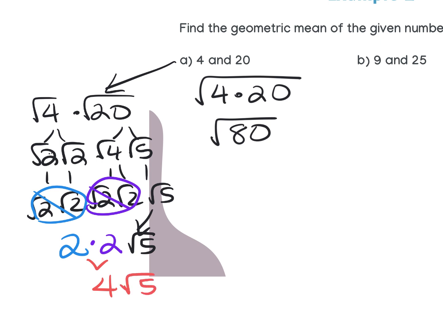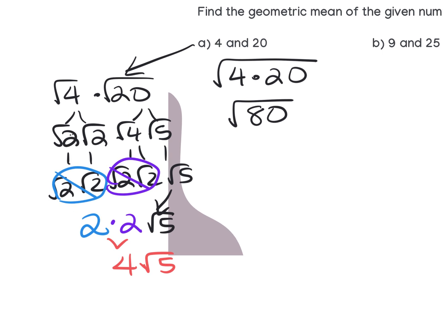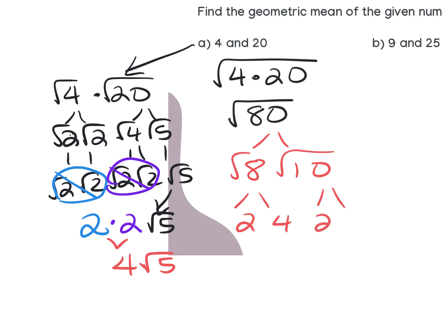Now let's say you didn't like the factors of 4 times 20. Instead, you wanted to do 8 times 10. It doesn't really matter what two factors you start with because you're going to keep breaking it down till it's prime and you get the same simplest radical form answer no matter what you start with.